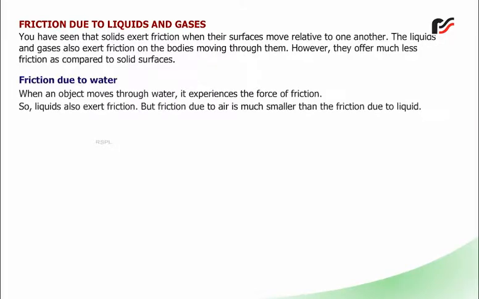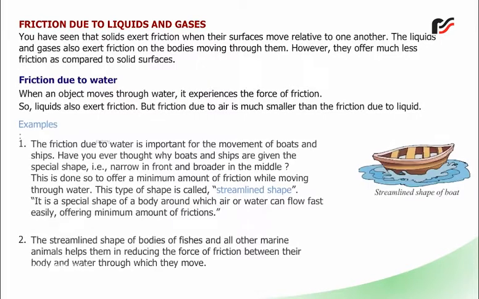Friction due to water. When an object moves through water, it experiences the force of friction. So, liquids also exert friction, but friction due to air is much smaller than the friction due to liquid. Examples. 1. The friction due to water is important for the movement of boats and ships. Have you ever thought why boats and ships are given a special shape that is narrow in front and broader in the middle? This is done to offer a minimum amount of friction while moving through water.